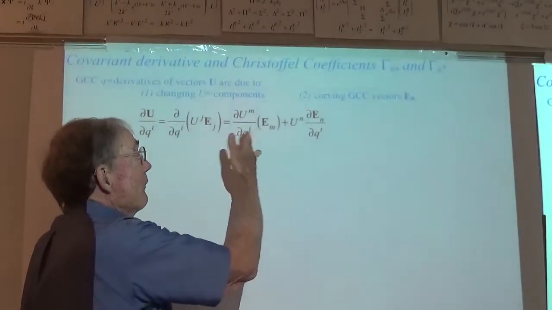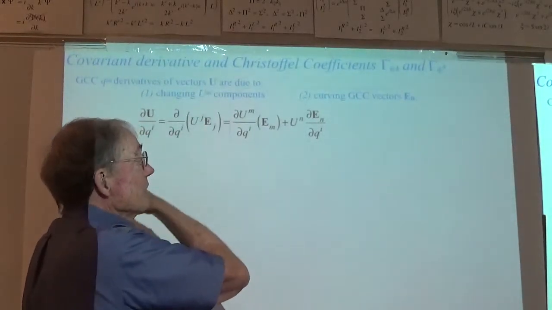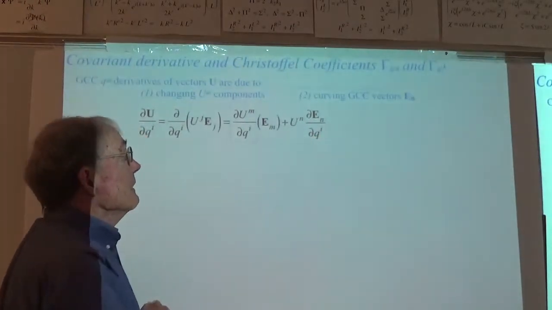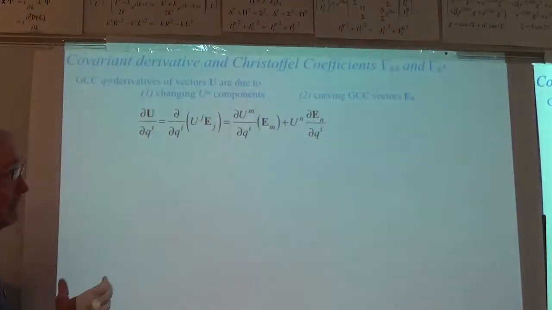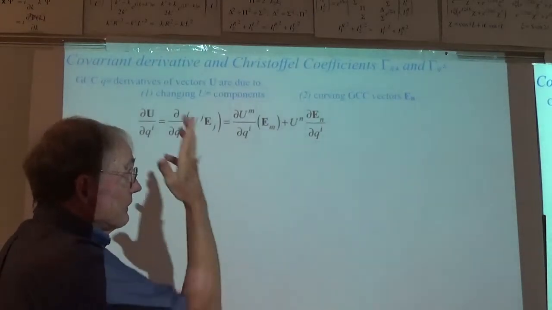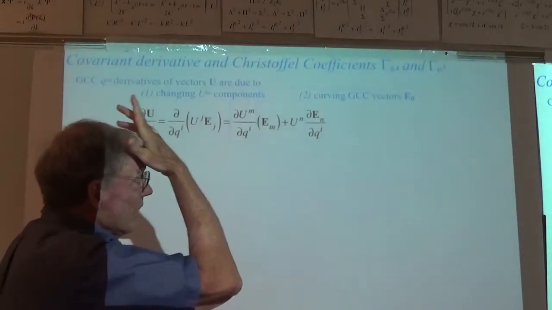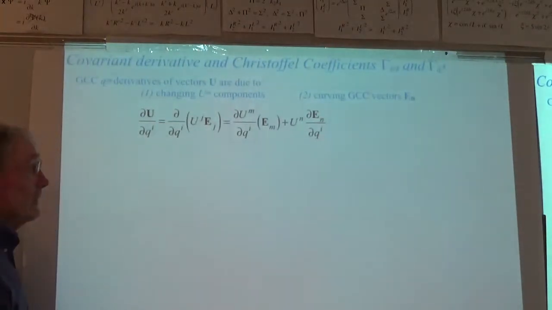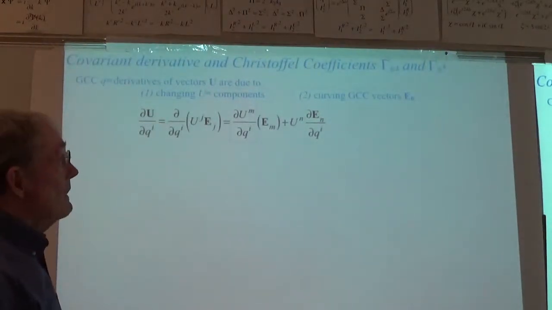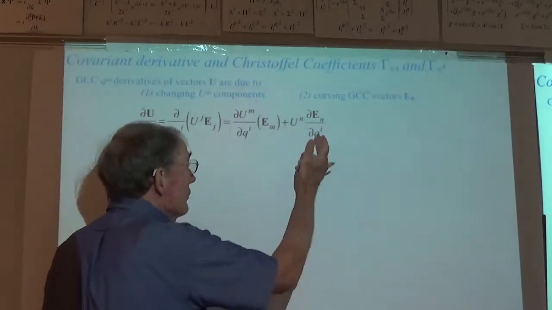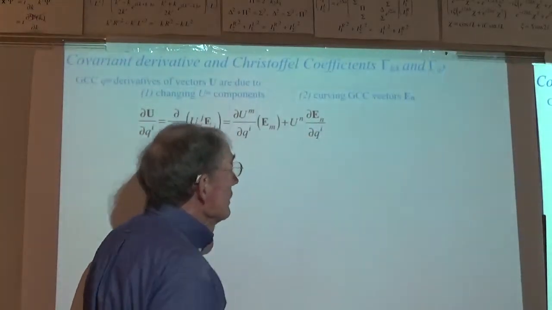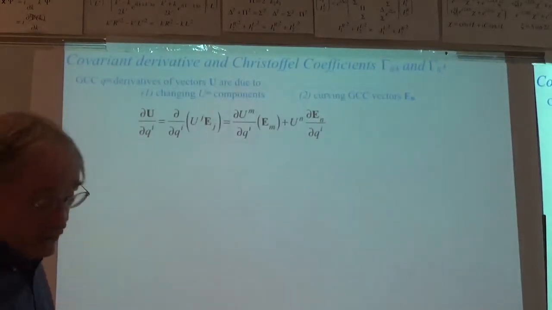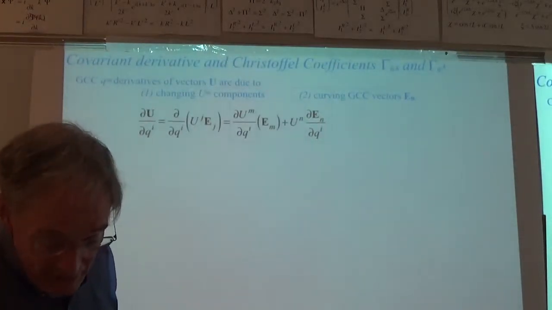But for all of the other ones, all the ones that have any curvature, you have to worry about the second term here. And that's the partial derivative of the supporting manifold vectors, either the tangent space or, we'll get to that, the contravariant normal space. So Christoffel coefficients are involved in expressing this in terms of the vectors that span the GCC.